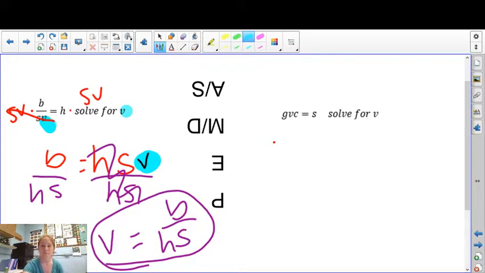Next problem. Again, we're going to look at V, and he's right there in the middle.